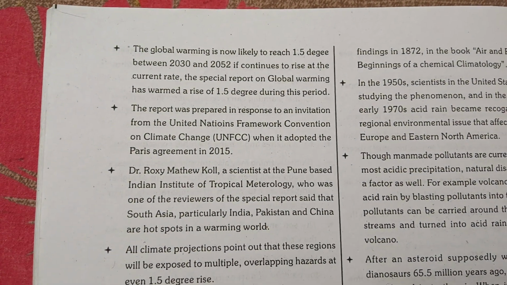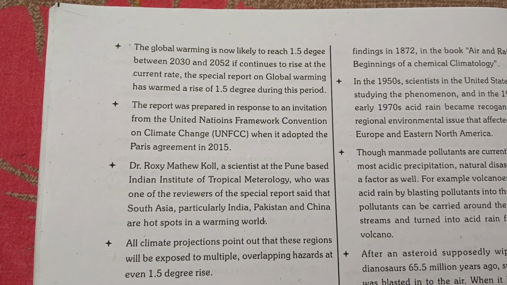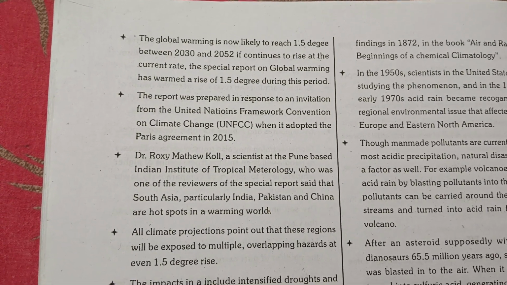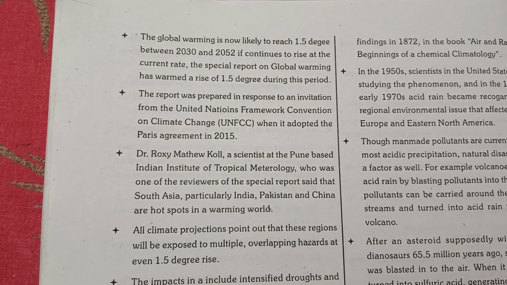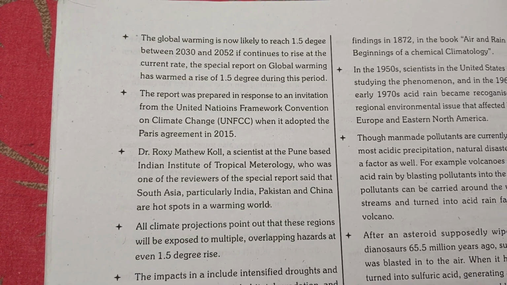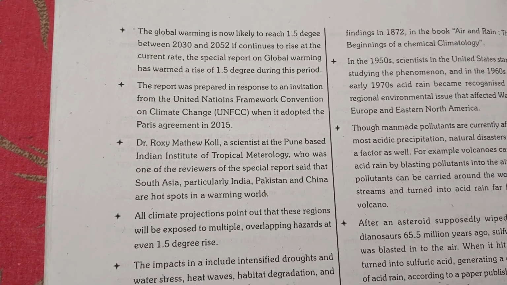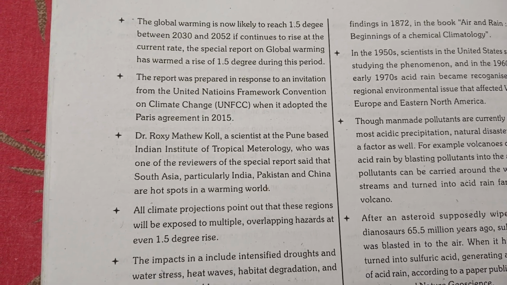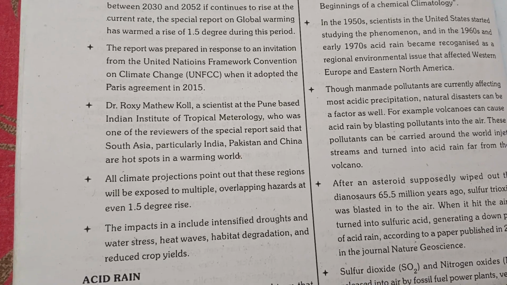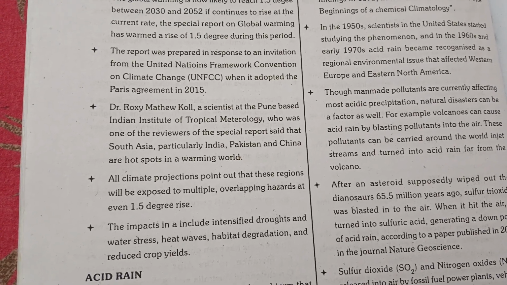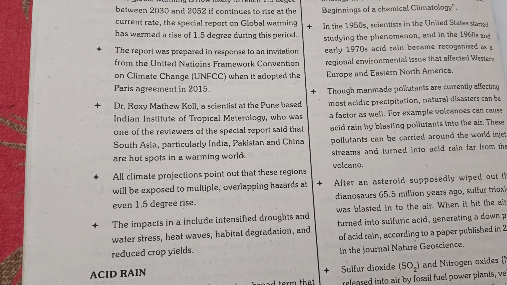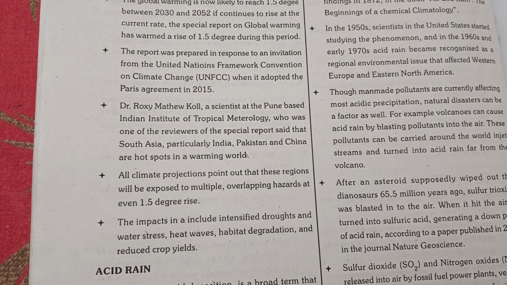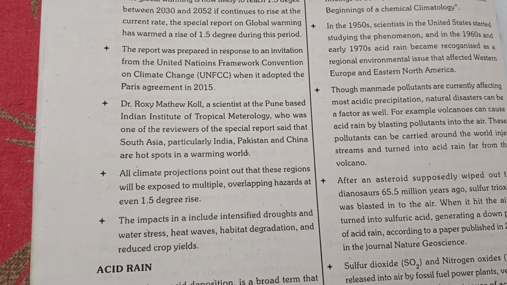Global warming is now likely to reach 1.5 degrees between 2030 and 2052 if it continues to rise at the current rate. The special report on global warming has warned of a rise of 1.5 degrees during the period. The report was prepared in response to an invitation from the United Nations Framework Convention on Climate Change, UNFCCC, when it adopted the Paris Agreement in 2015.